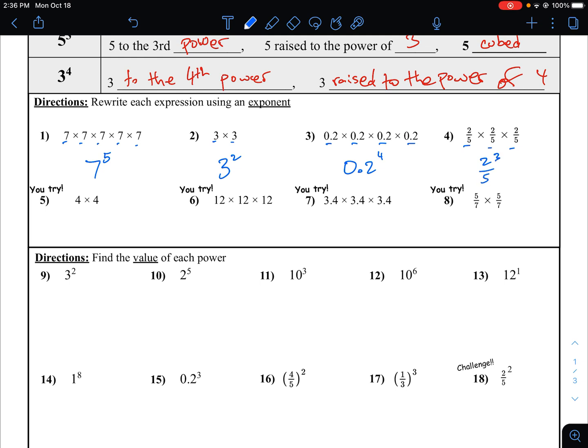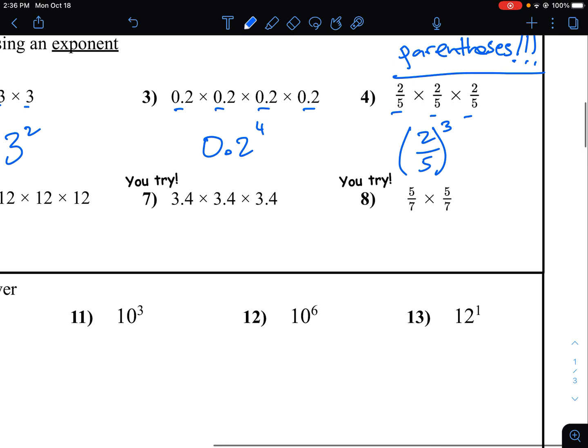And you are kind of right, kind of wrong. Actually, you are completely wrong if you wrote this. When you're writing a fraction to a certain power, you have to put it inside parentheses. You have to put it inside parentheses. Why? Well, 2 reasons. One, it may get confused as 23 over 5, which it's not.